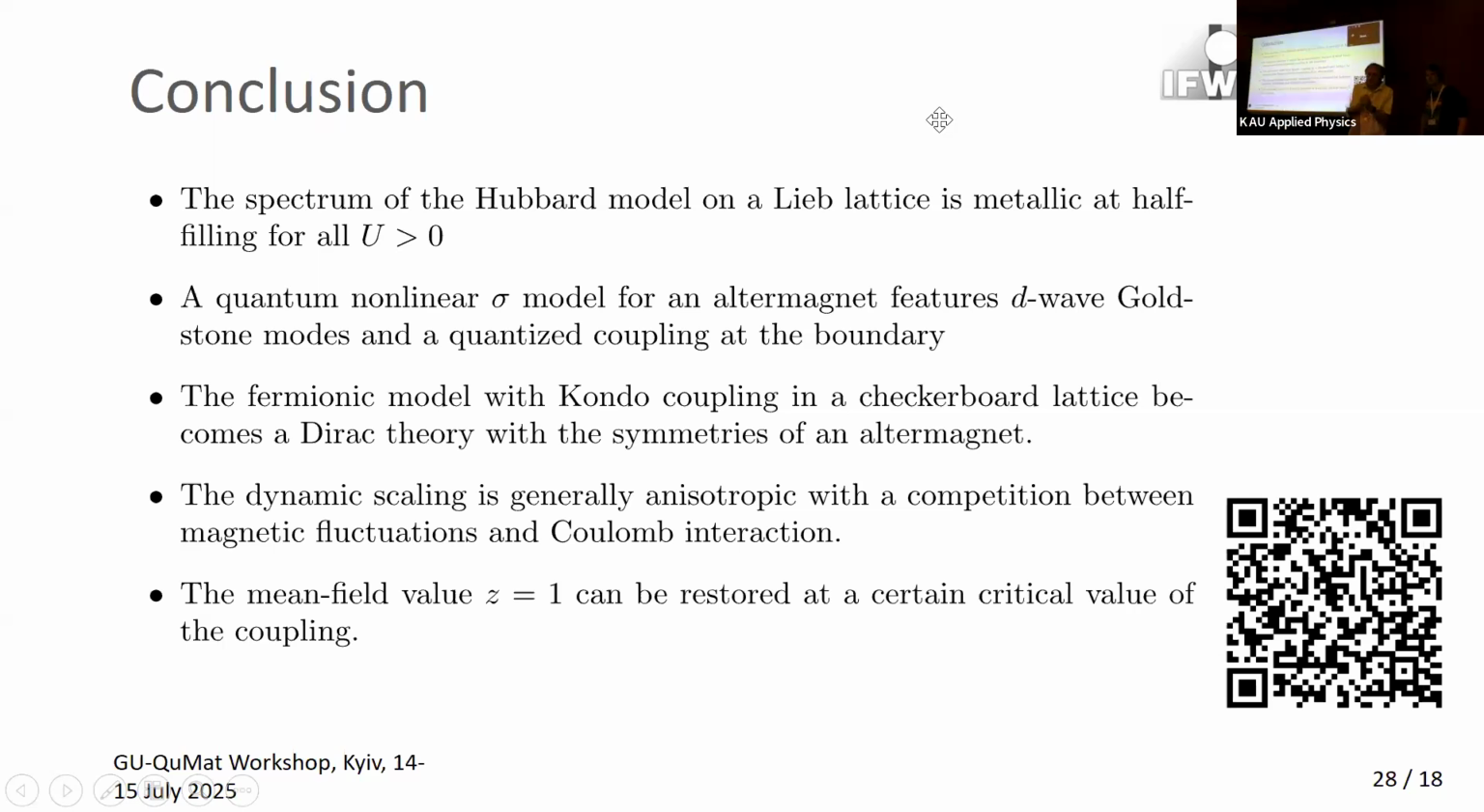Maybe just a simple question. You mentioned that gap generation is realized only at a large number of flavors. What is the reason for this? Because usually at a large number of flavors we have strong screening, and naively I would expect that gap generation is suppressed.